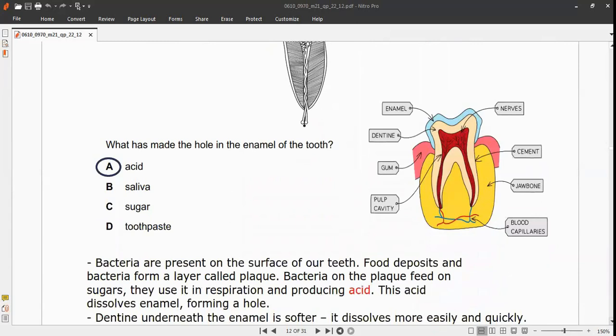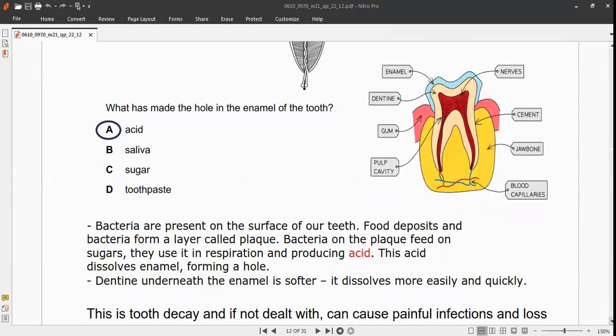Don't say sugar. Why? Bacteria are present on the surface of our teeth. Food deposits and bacteria form a layer called plaque. Bacteria in the plaque feed on sugars. They use it in respiration and produce acid. Yes, this acid dissolves enamel, forming a hole. So the answer, what has made the hole in the enamel of the tooth? The correct answer is acid.